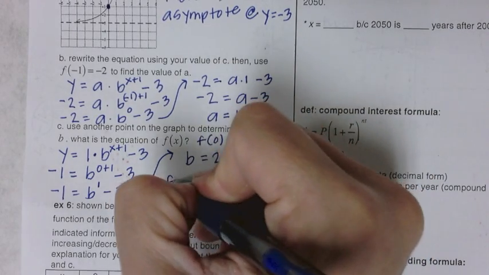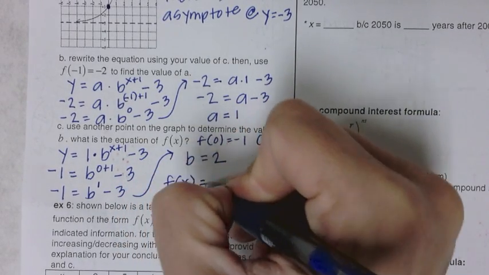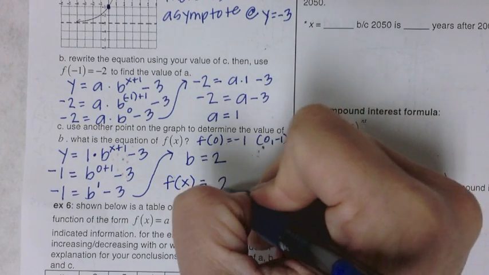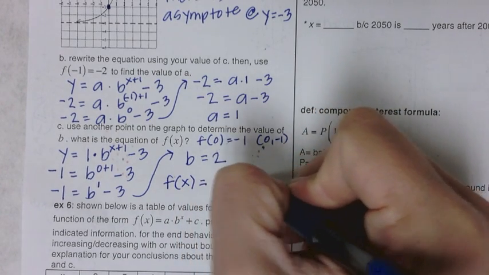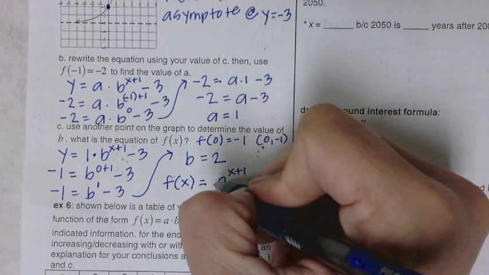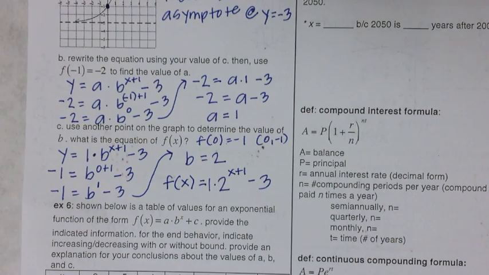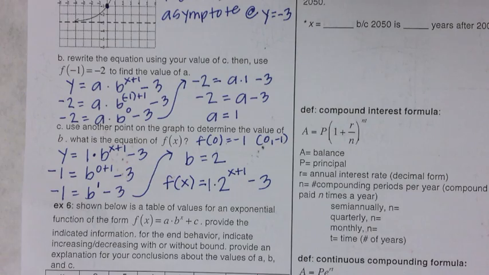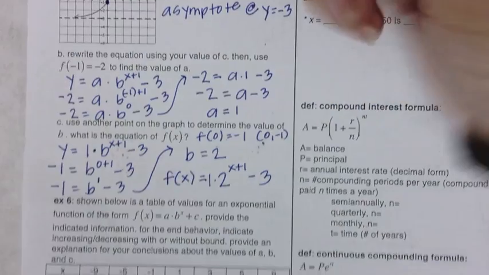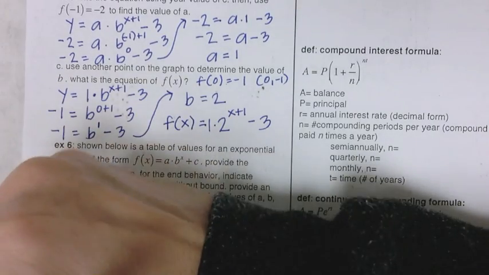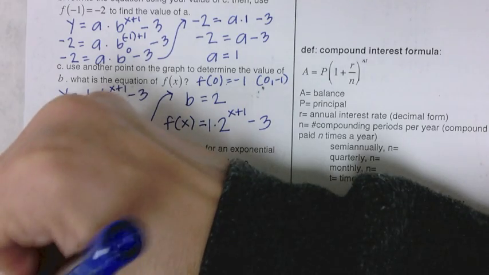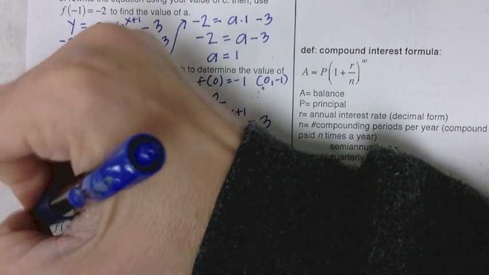So it says to write the equation, making sure we follow all of our directions. We have 2 to the x plus 1 minus 3. If you wanted to put times 1 in here just because you want to be super thorough, that's fine. It's just not necessary.